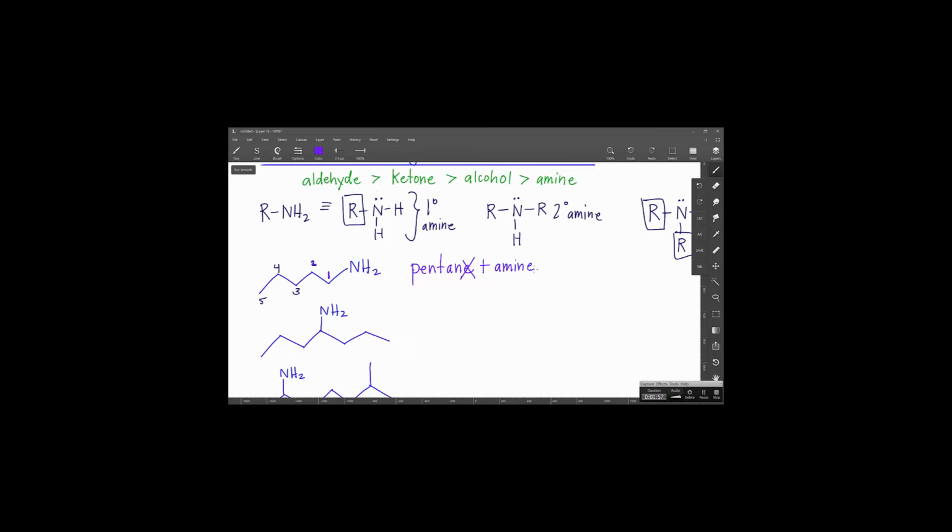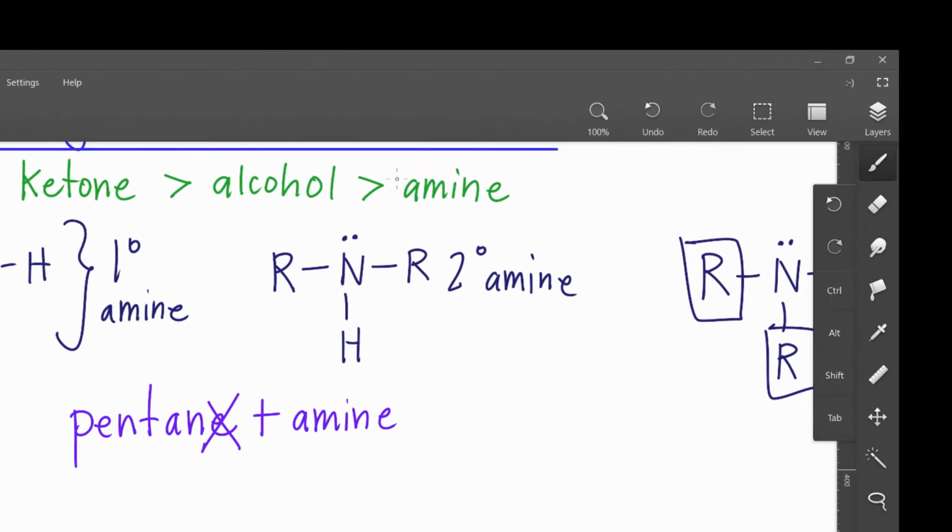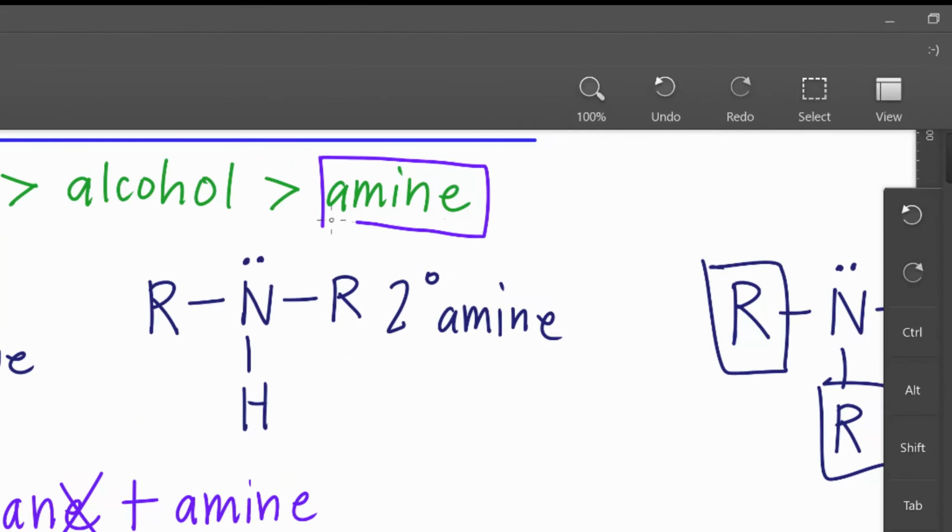Okay. Our amines are one of the lowest priority functional groups. So if I have an alcohol, the amine would become a prefix as a substituent. But if our highest priority is the NH2, NHR, or NR2 group, then we would have an amine.